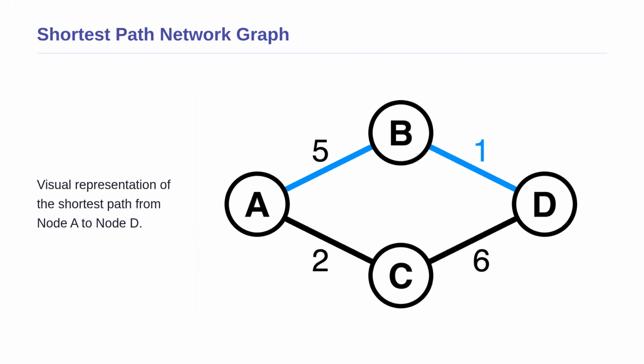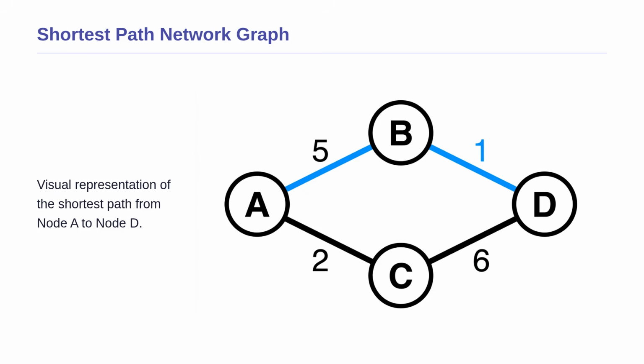Here is a visual representation of the exact problem we just solved. On the left, we have our starting point, node A. On the right is our destination, node D. You can see the two intermediate nodes, B at the top and C at the bottom. The numbers on the lines represent the distances we used.